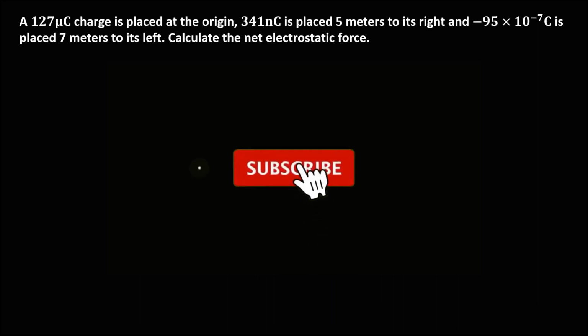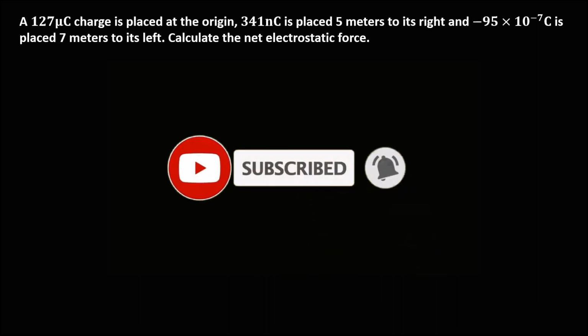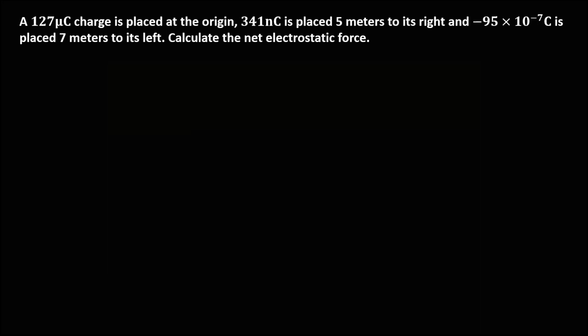So let's solve this problem. A 127 microcoulomb charge is placed at the origin. So this is 127 times 10 to the power negative 6 for micro, and a 341 nanocoulomb charge is placed 5 meters to its right. So at the right of 127 is 341 times 10 to the power negative 9 for the nano. Then the distance is 5 meters.